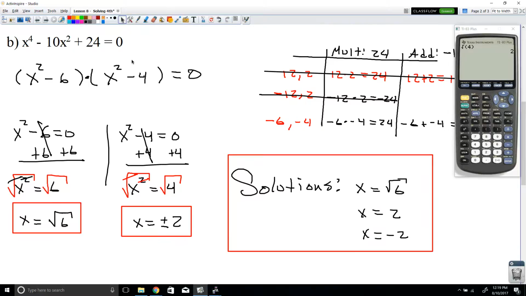So notice that the process becomes a little more tedious when we have an x to the fourth, but it is still doable. We can still use the same technique as factoring.